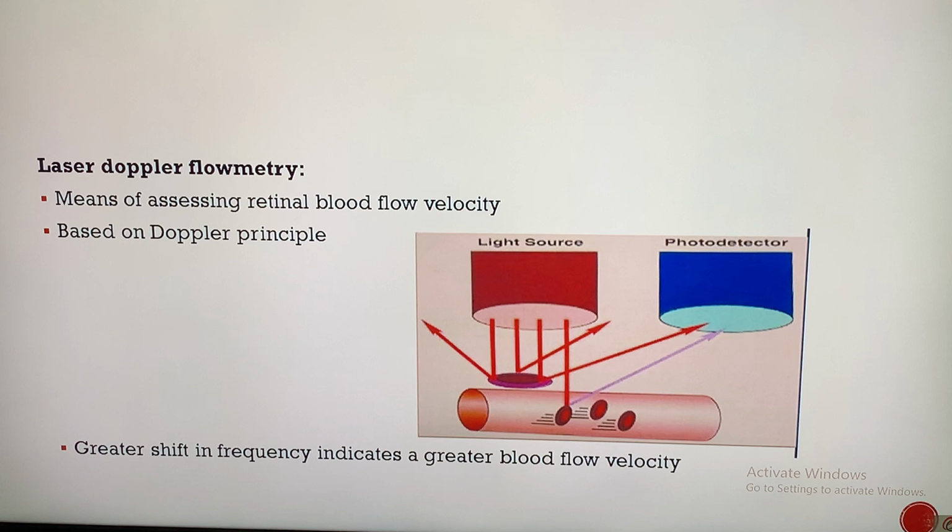Laser Doppler flowmetry is used for assessing retinal blood flow velocity. It is based on the Doppler principle, in which a light source strikes the RBCs and it is detected by a photodetector. So, a greater shift in frequency indicates a greater blood flow velocity. The higher the velocity, the greater the shift in frequency.